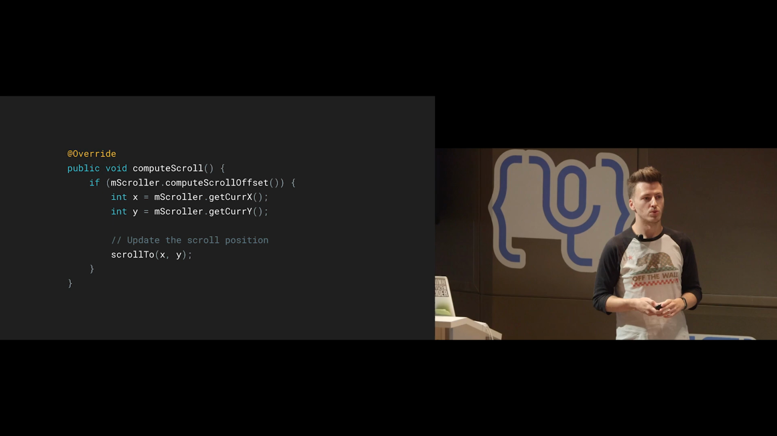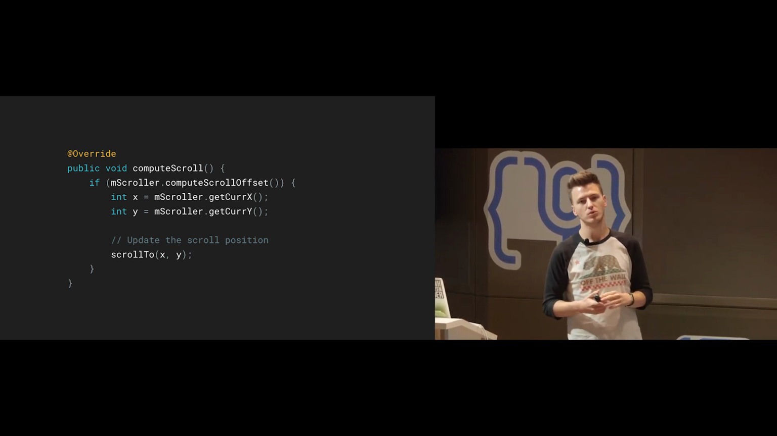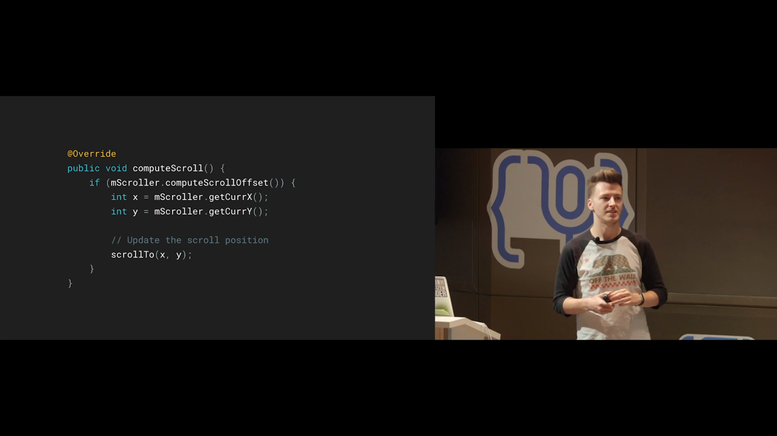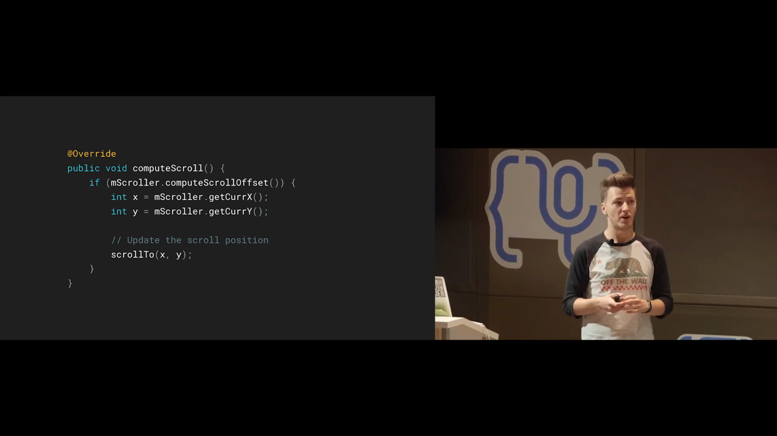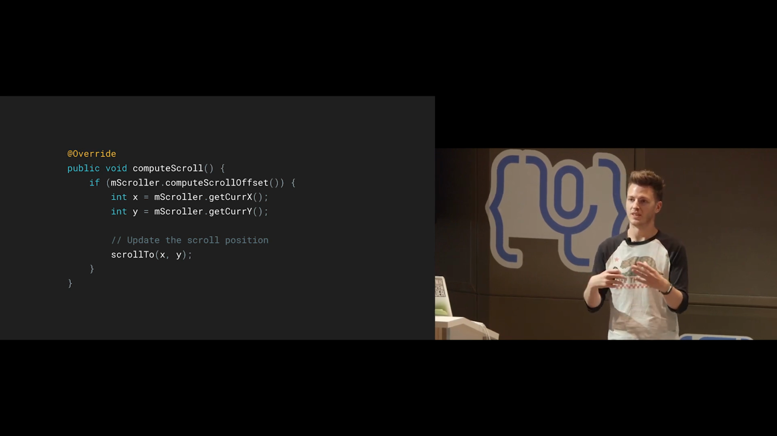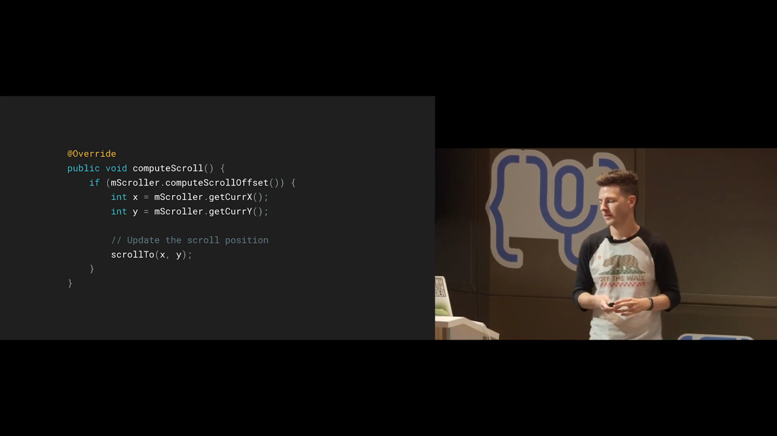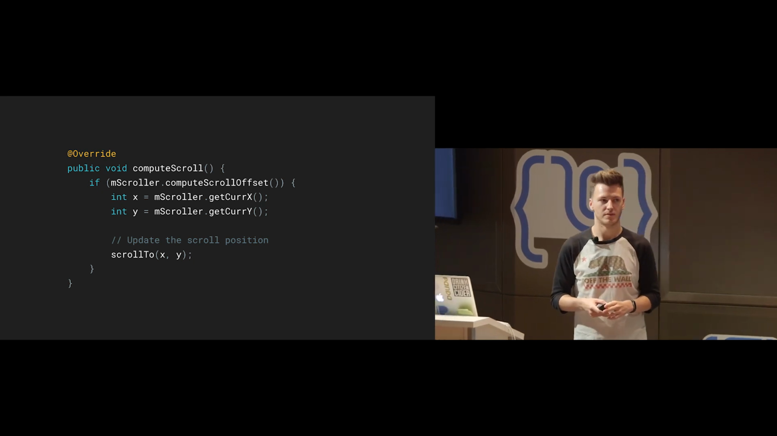Then, in every draw call in view, this method will be called. This has been there since API 1. It's called computeScroll. It is called in dispatchDraw before any drawing happens. And it's primarily for things like ScrollView or ListView, so it can update its views before any drawing happens, just before. So in here, we call the scroller's computeScrollOffset method.